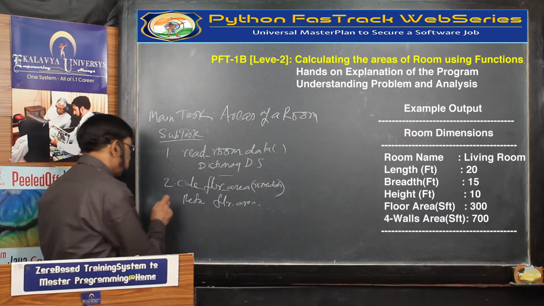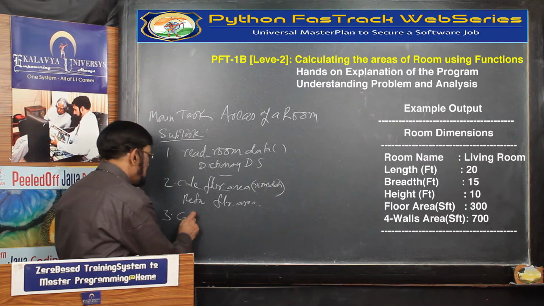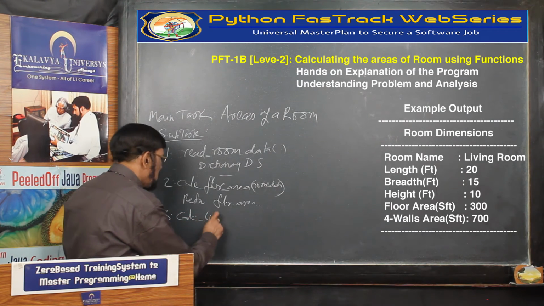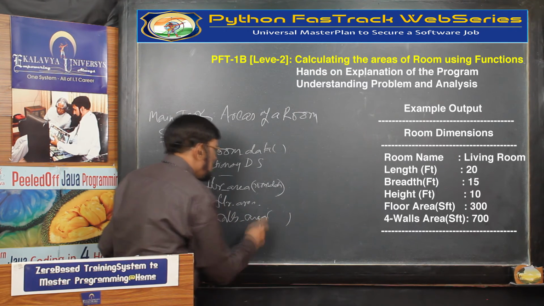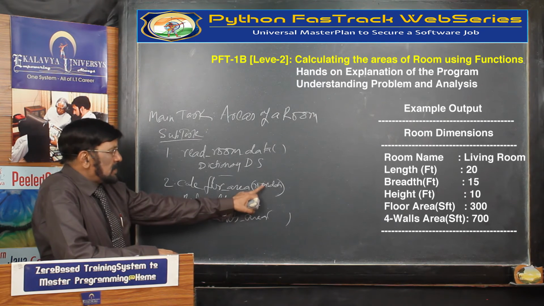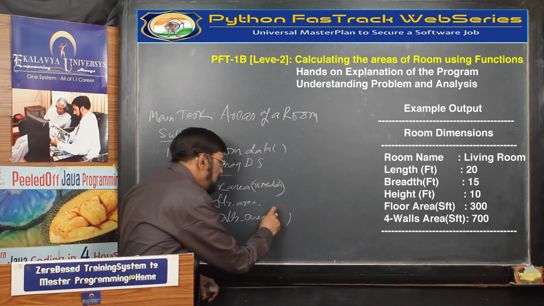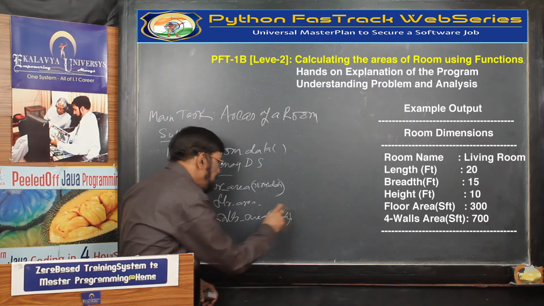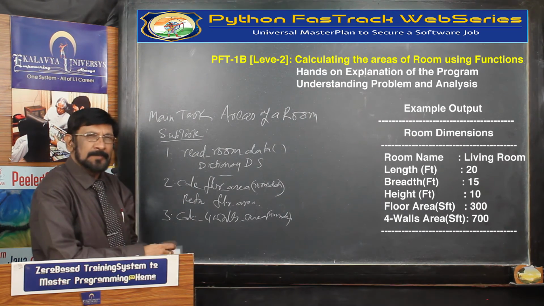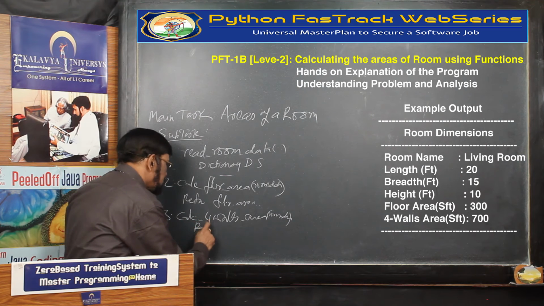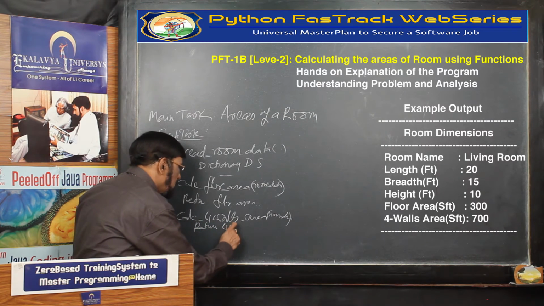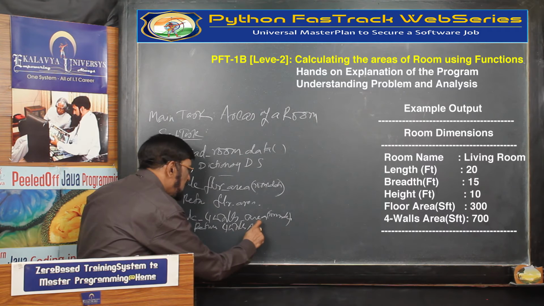What is the third function? Third function is calculating four walls area. For this also, what is required? We have to provide room data, and it calculates using the formula 2h into (L plus B). Thereafter what does it return? It returns four walls area.